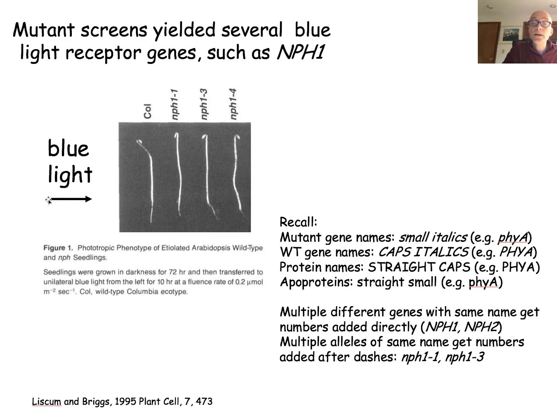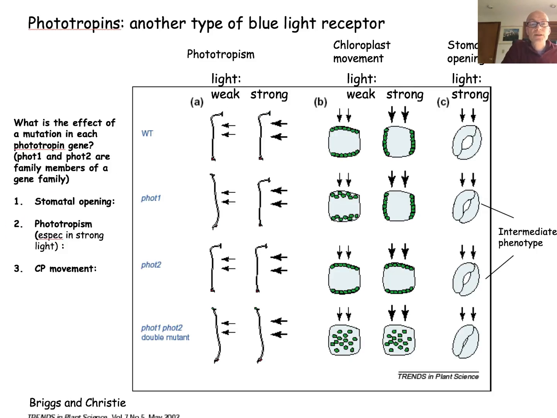Okay, so NPH1 is one of those blue light receptors. There were other blue light receptors, and so I'm going to show you a few of them. Here's a blue light receptor that's called phototropins. With phototropins, they found two different types, and they called them both phototropins, and so that's why there's a phototropin 1 and a phototropin 2.